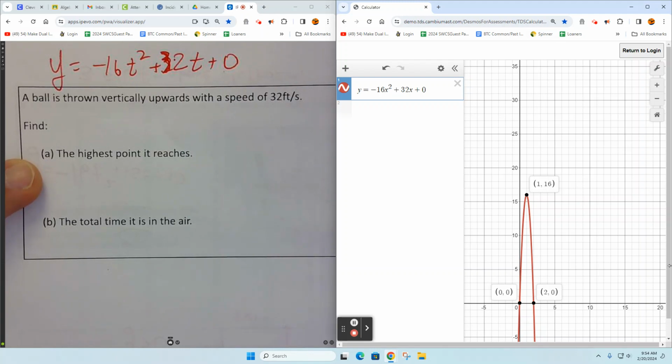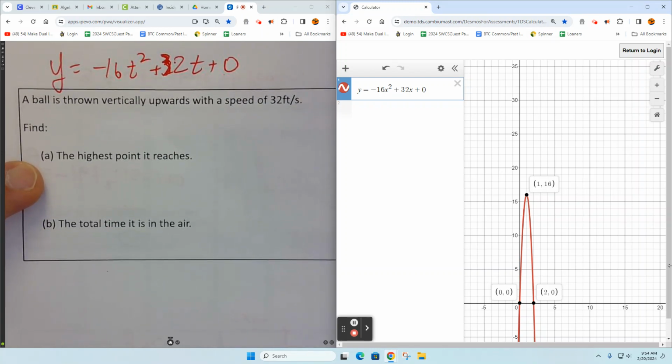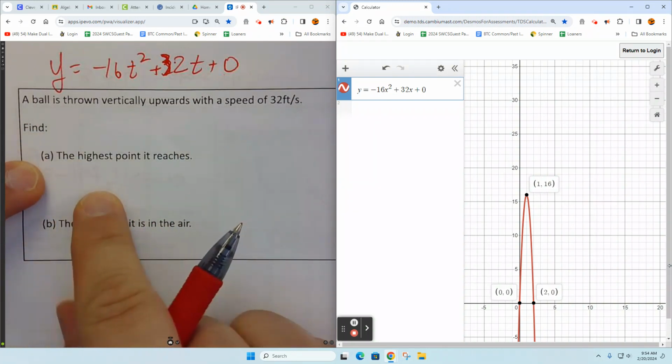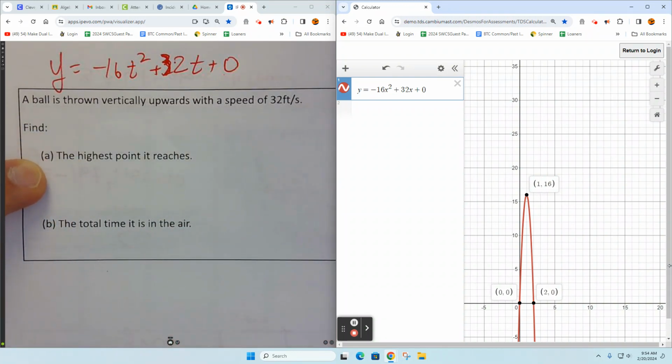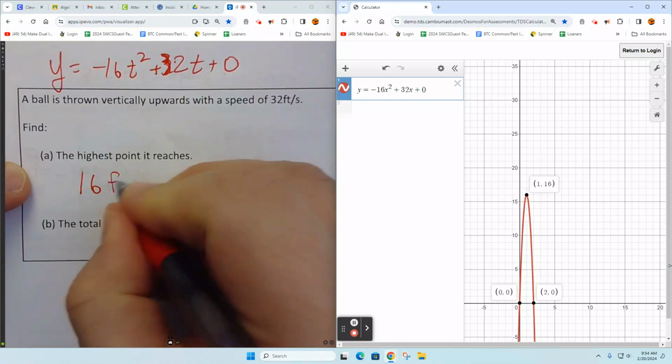So I've done enough to answer these questions. The highest point it reaches: 16. Do you see how we wouldn't say 1 comma 16? Because 1 means 1 second, and it doesn't ask about time on this part of the question. Do you see how our max is 16 at 1 second? Remember we kept talking about the max there? So its highest point is 16 feet.